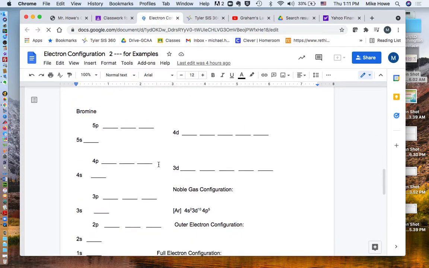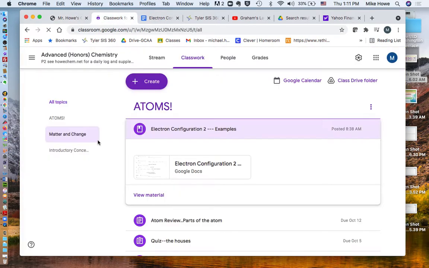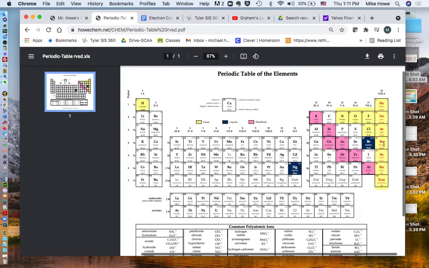We'll do bromine. So if you go to a periodic table, you'll see that bromine has 35 electrons. Trust me, this thing's going to open in just a minute. There it is. So bromine's over here.